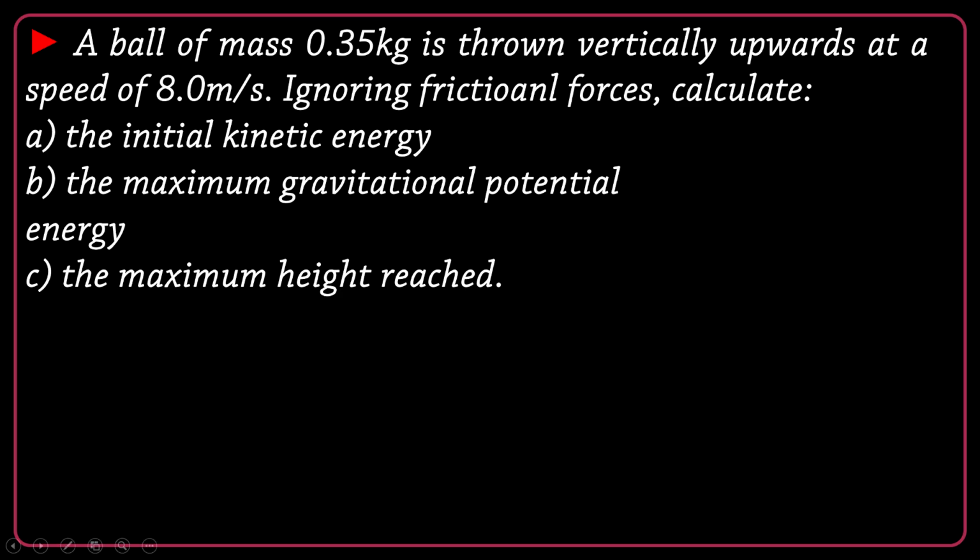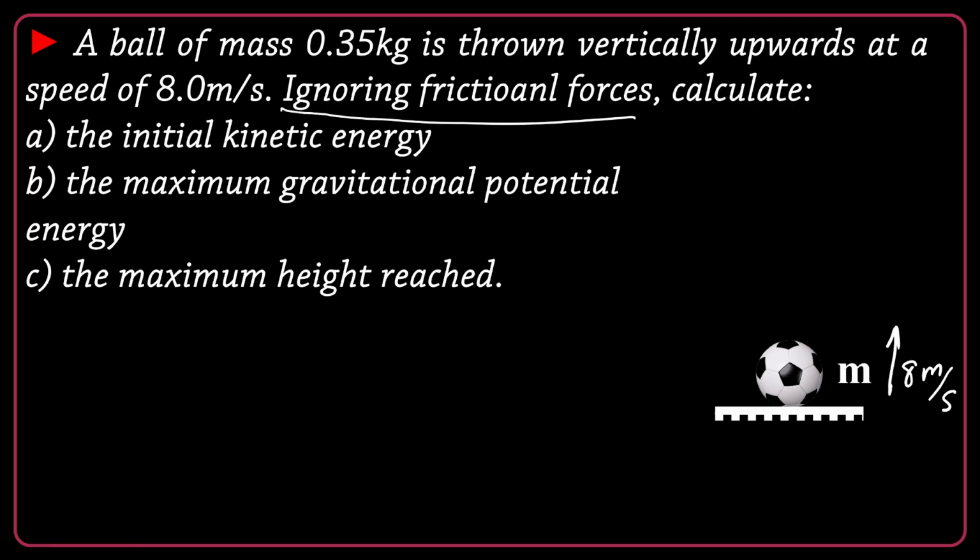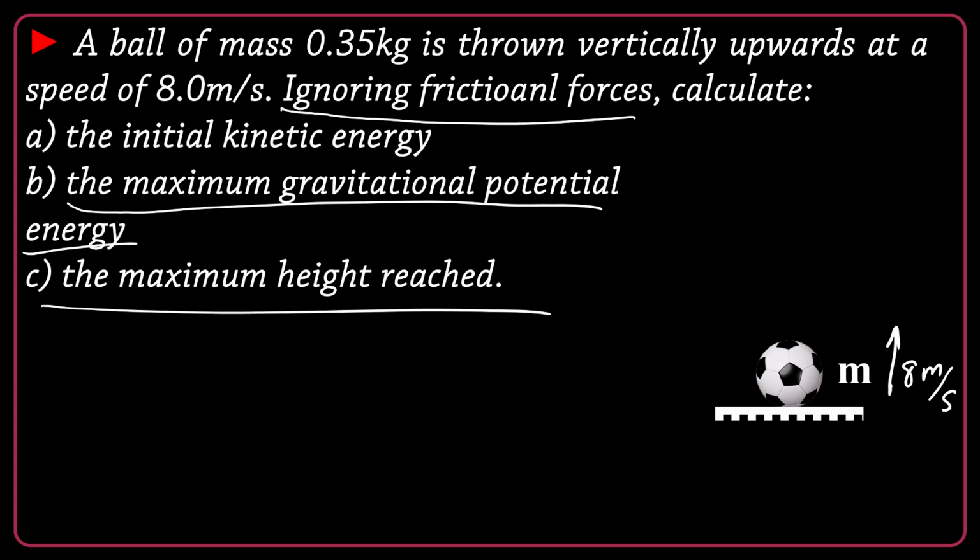A ball of mass 0.35 kilograms is thrown vertically upwards at a speed of 8 meters per second. So let's say the speed here is 8 meters per second. Ignoring frictional forces means that you can use conservation of mechanical energy. Calculate the initial kinetic energy, the maximum gravitational potential energy, and the maximum height reached.